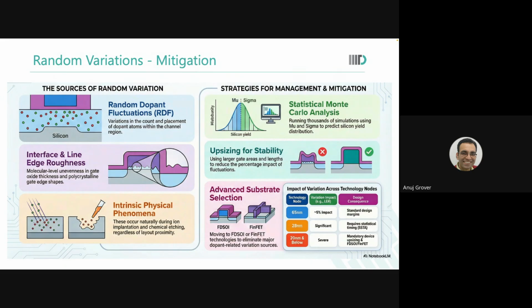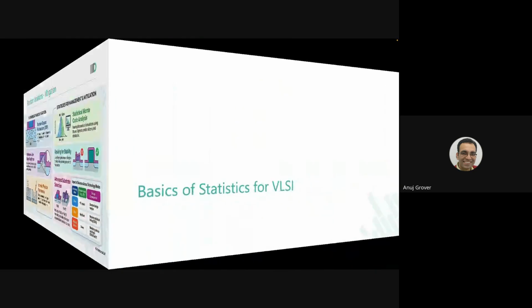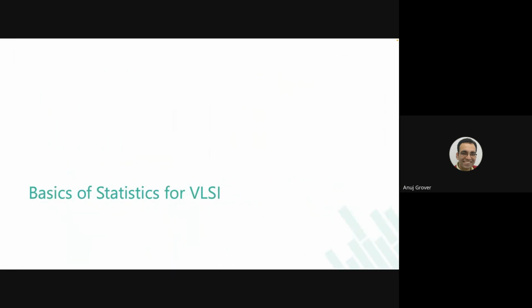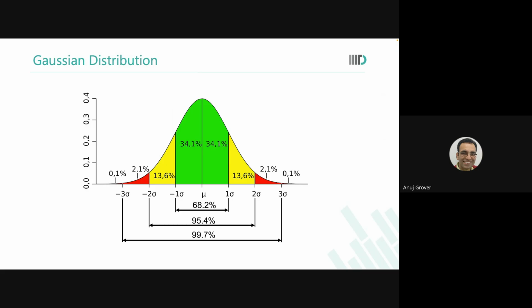We're now continuing with the statistics. We have looked at the fact that all these variations have a statistical basis to it. There are these Gaussian distributions that we talked about. And now we look at to what extent of the statistics you need to qualify your designs.